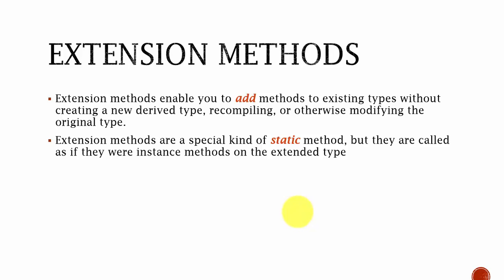Extension methods enable you to add methods to existing types without creating a new derived type, recompiling, or otherwise modifying the original type. Extension methods are a special kind of static method, but they are called as if they were instance methods on the extended types. This is a feature which was introduced by Microsoft in Visual Studio .NET, from version 4.0, I believe.